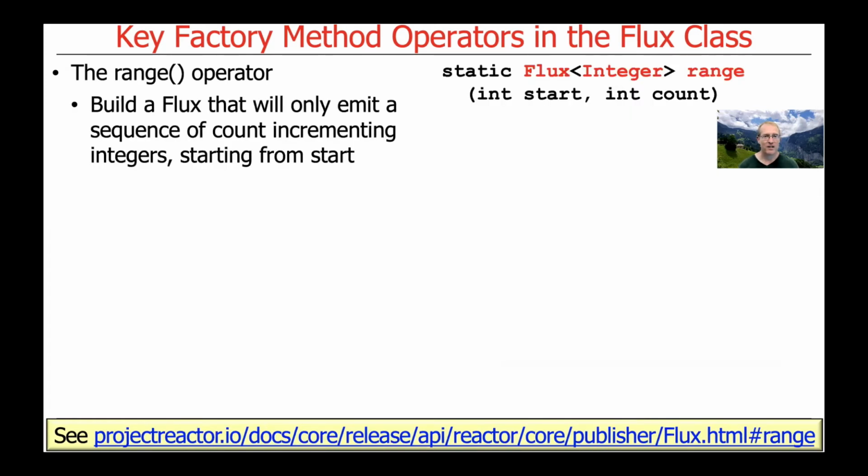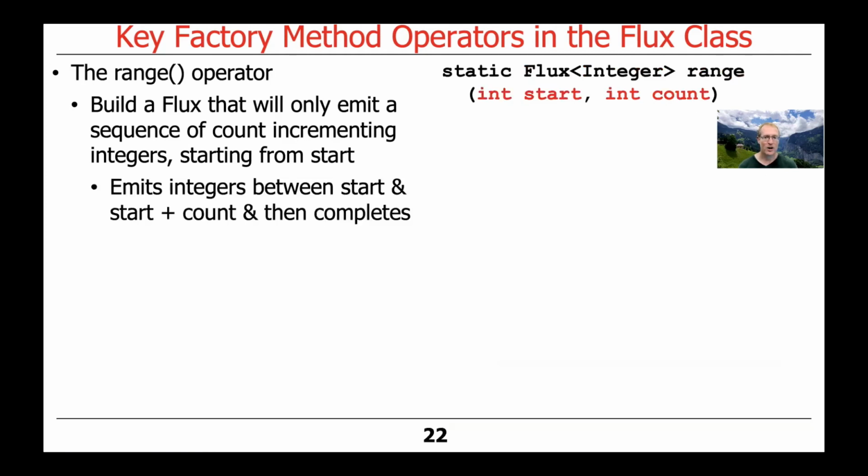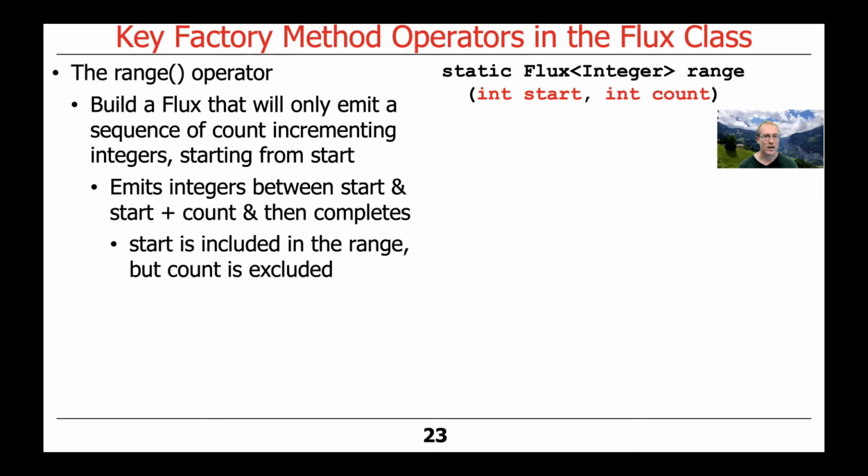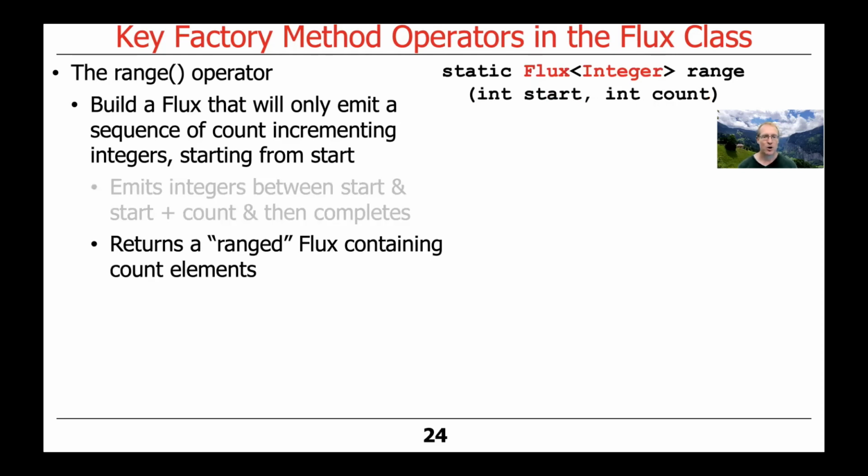The third and final factory method we're going to talk about in this video is called range. You can use this to build a flux that will only emit a sequence of count incrementing integers starting from start. So count is one of the parameters and start is the other. This will basically emit integers between start and start plus count, and then it will complete. Start is included in the range, but start plus count is excluded. What this does is return a so-called ranged flux that contains the count elements being generated.